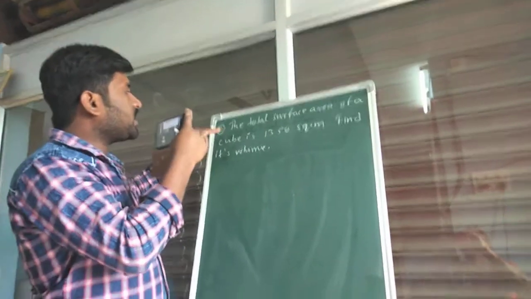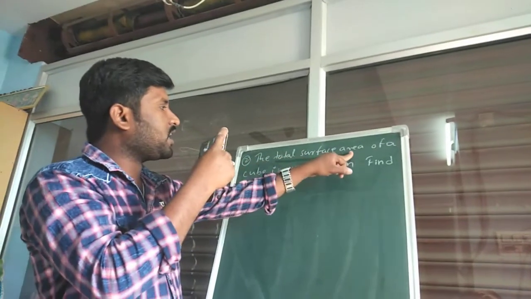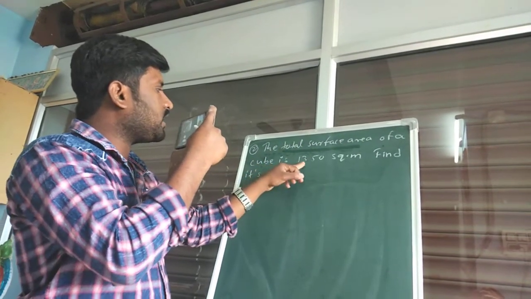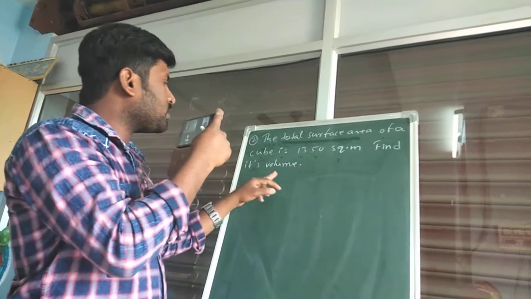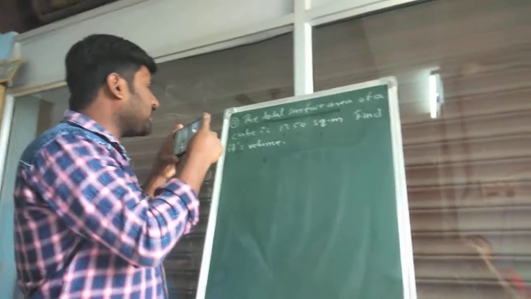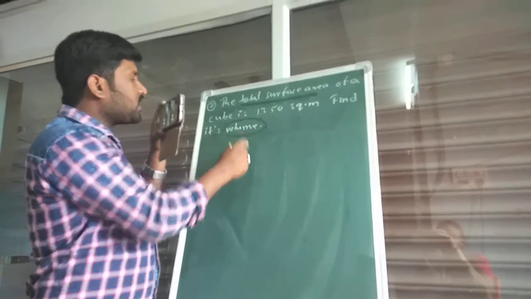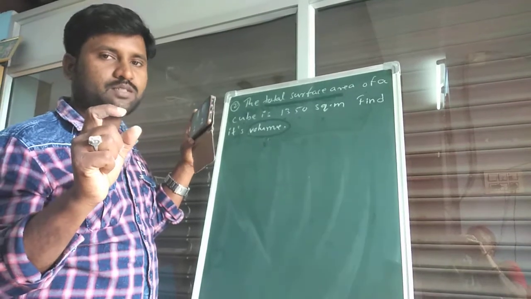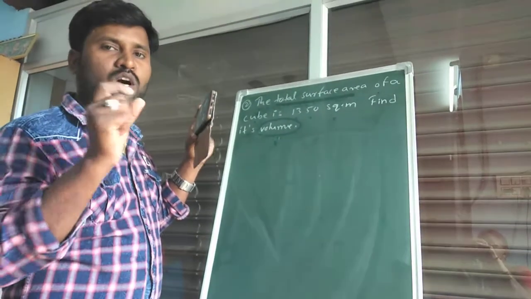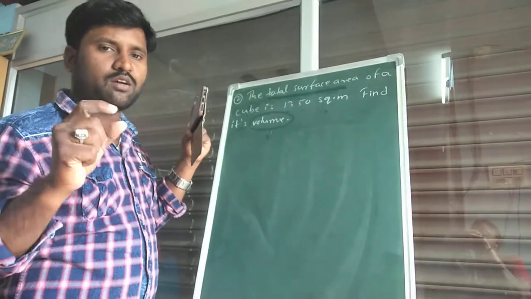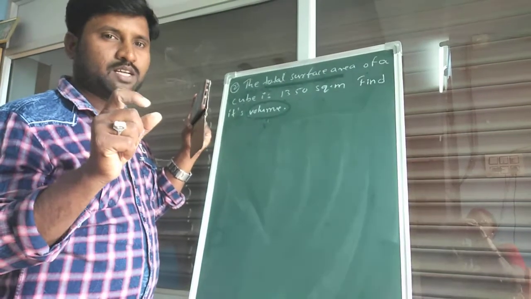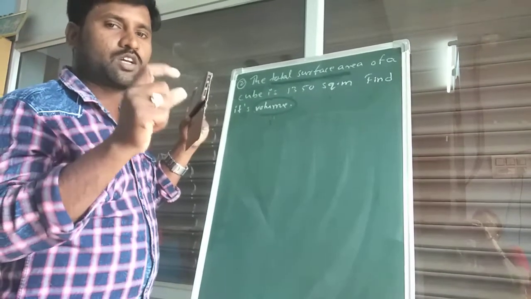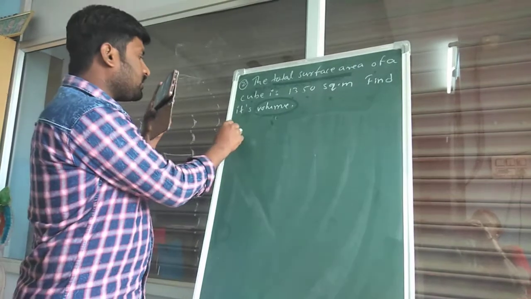What is the second question? The total surface area of a cube is 1350 square meter. Find its volume. We know volume means what? The space occupied by a solid object is called its volume. Every solid object occupies some space, that is called the volume of a particular solid object.